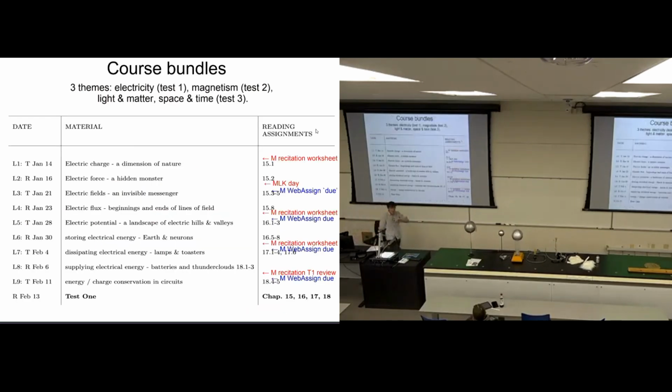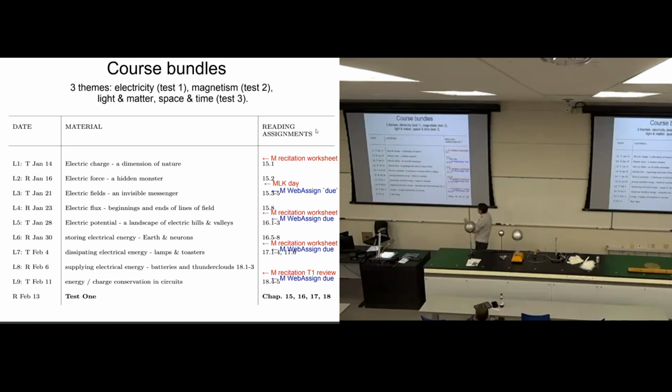Okay, I said the course was divided into 3 modules or 3 bundles that are bookended at the end by a test. So there'd be module number 1, test 1, module number 2, test 2, module number 3, test 3, and that's the way the semester's going to work. The modules cover 3 different themes. I wrote it down here. So the first bundle or module is going to be on electricity. The second bundle or module is going to be on magnetism, and the third one is on space and time and light and matter, which are all related things. So those are the 3 modules or the 3 main topics that we're going to cover.